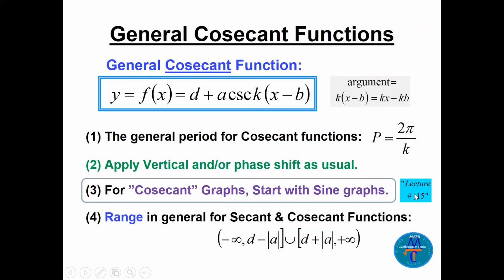You can check lecture 15, please, if you like, to see the graphs of the sine in detail, because we need to graph the sine, then we graph the cosecant. And the range in general for the secant and cosecant, I mentioned before: -infinity to d minus the absolute value of a, union d plus the absolute value of a to infinity. A is the coefficient of the cosecant, it can be positive or negative. D is the shifting up or down, it can also be positive or negative.